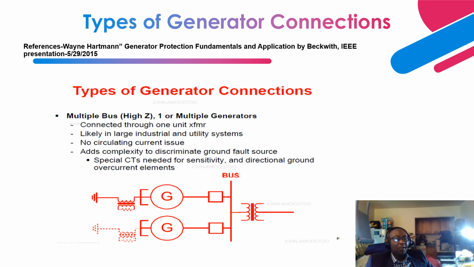Next, you can have multiple high impedance connected generators to a bus and to the AC grid, where basically they are all connected through a single step-up transformer, right? Basically, you are saving costs through that, and also these are used in very large industrial and utility systems. For this one, since you have a similar high impedance grounding scheme, there's no issue of circulating current. If you were to have a high impedance grounding here and a low impedance grounding here, that is when there's the possibility of circulating currents.